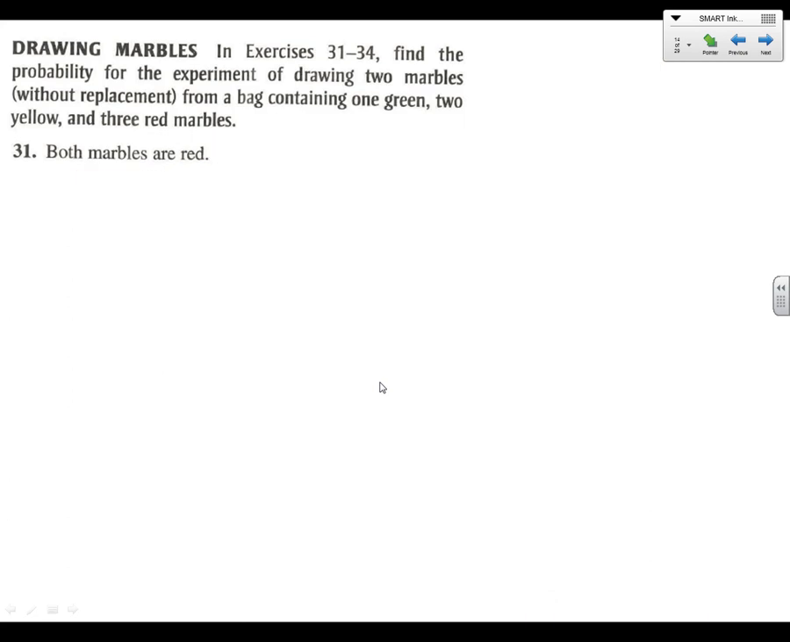Alright, different thought process. Think about this bag of marbles. Figure out if you draw 2, both of them are red.